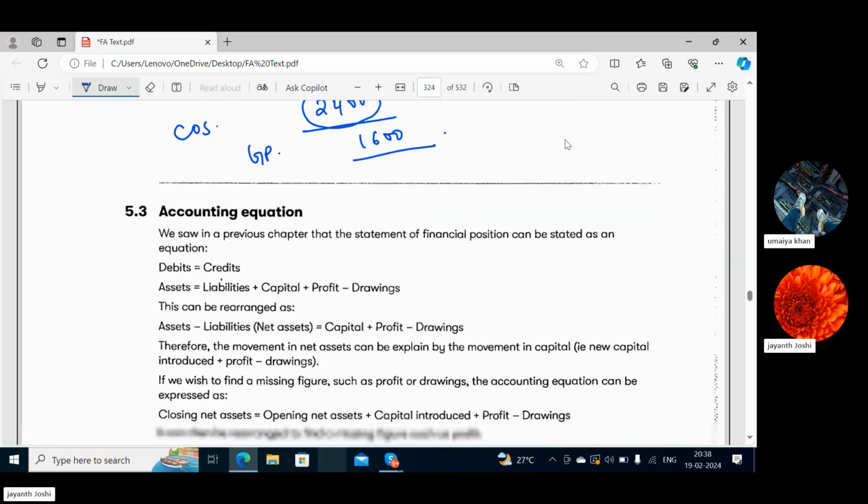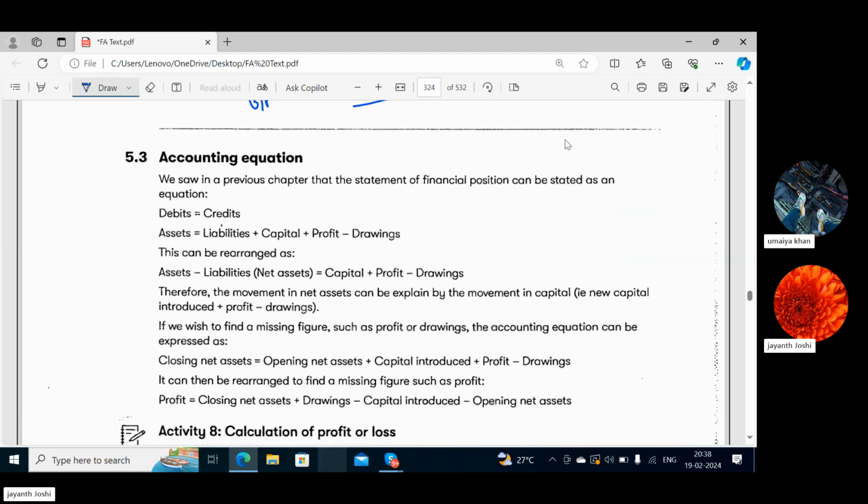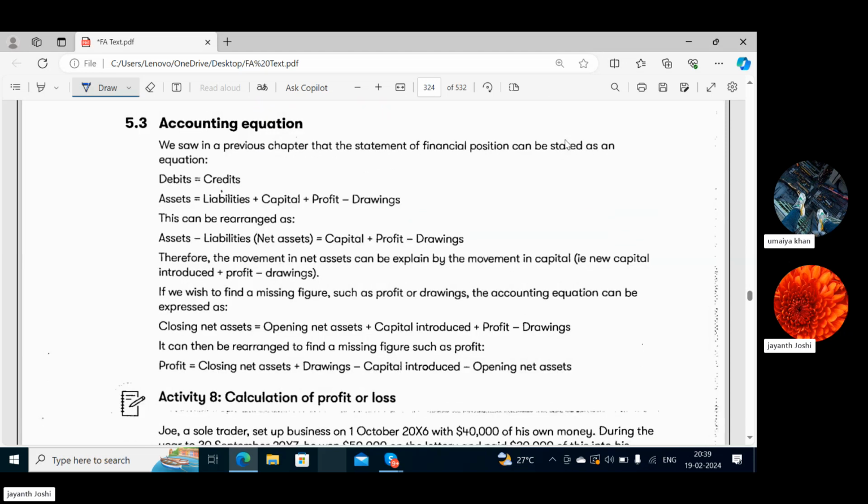Now the next thing is the accounting equation. We already completed the accounting equation in the prior lessons. In the accounting equation, what we try to show is that debit is always equal to credit. We can write assets is equal to liabilities plus equity or capital. Now to this we can add profit and we can minus drawings, in order to elaborate this formula. So assets minus liabilities is capital plus profit minus drawings.